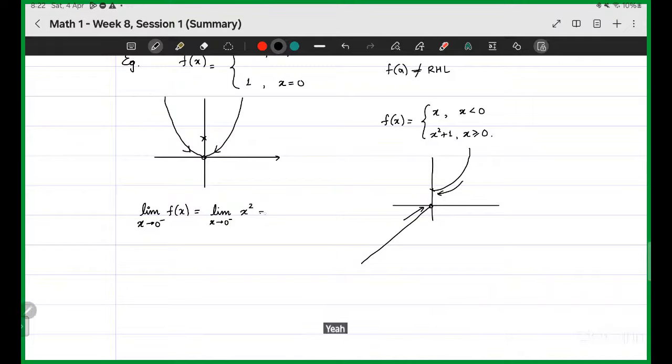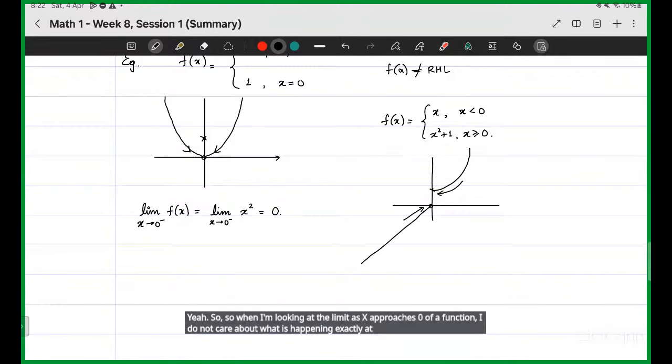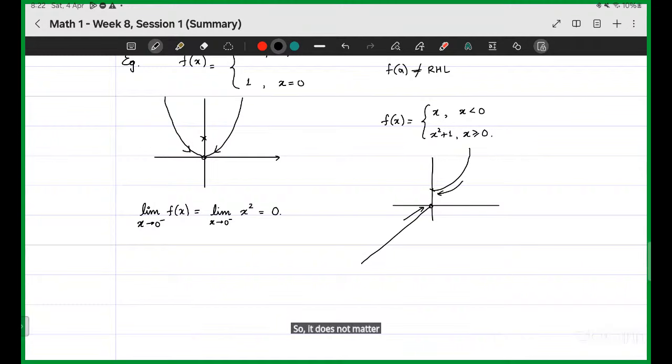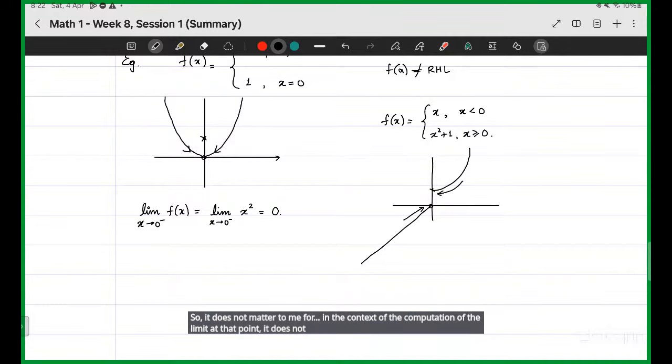So when I'm looking at the limit as x approaches 0 of a function, I do not care about what is happening exactly at that point. I'm caring only strictly to the left of that point for the left hand limit. So it does not matter to me, in the context of the computation of the limit at that point, what the value at that point is.